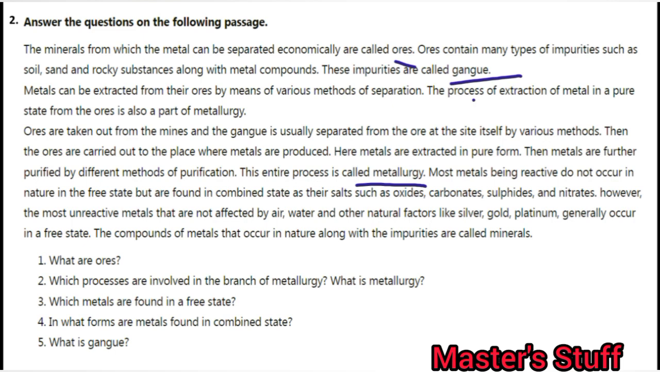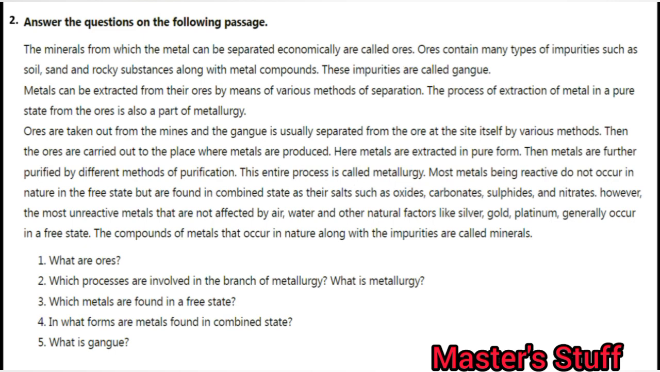Most metals being reactive do not occur in nature in the free state but are found in a combined state as their salts such as oxides, carbonates, sulfides and nitrates. However, the most unreactive metals that are not affected by air, water and other natural factors, like silver, gold, platinum, generally occur in a free state. The compounds of metals that occur in nature along with the impurities are called minerals. Here 5 questions are given and each question carries 1 mark.